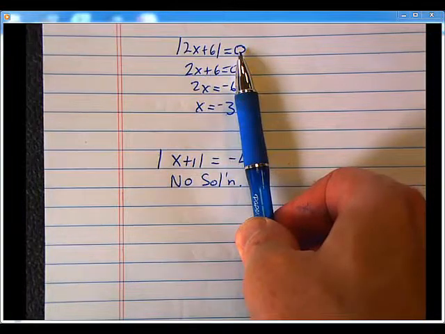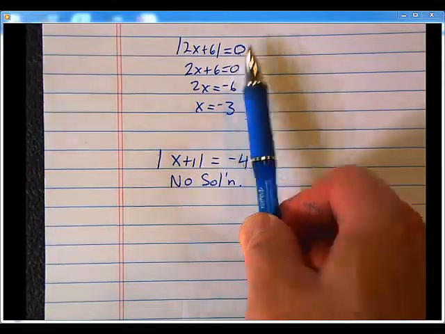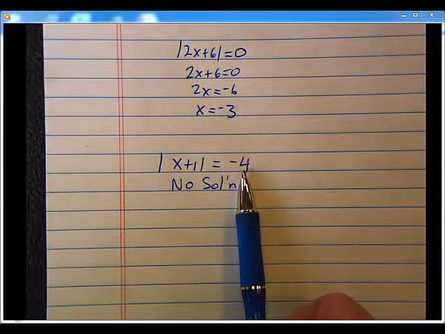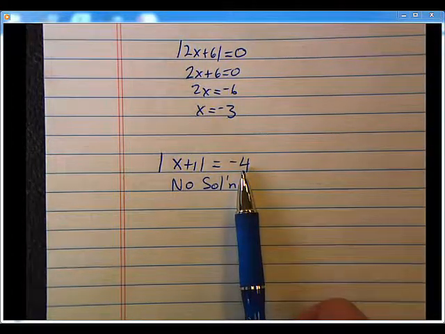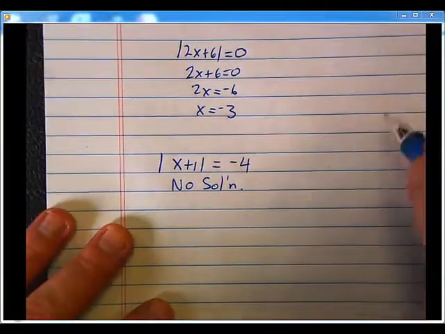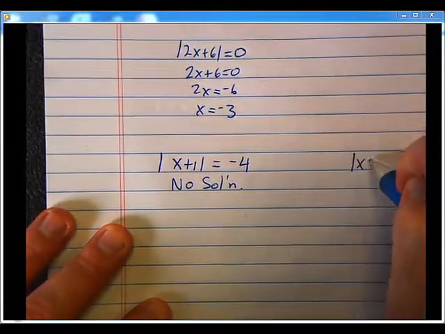So you've got to watch out for these trick questions. If I give you an absolute value equals 0, that's where you're going to get one solution. If you end up with an absolute value equals a negative number, that's when you're going to have no solution. All the other problems, where an absolute value equals a positive number, you'll get exactly two solutions.